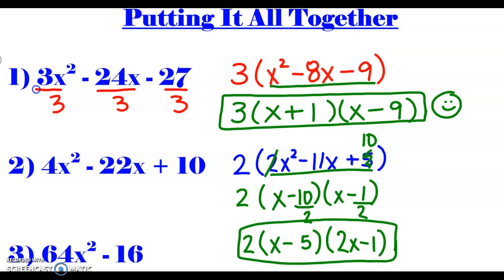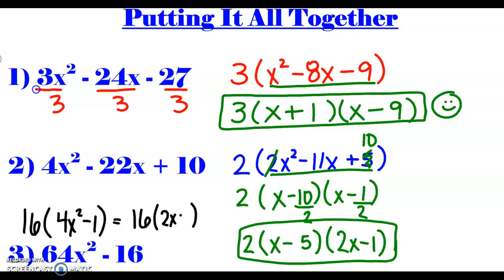And then, let's see here, 64x squared minus 16. Greatest common factor there would be 16. If I bring out a 16, that leaves inside 4x squared minus 1, which is a difference of two squares. So I have 16, and then my difference of two squares would go 2x plus 1, 2x minus 1.